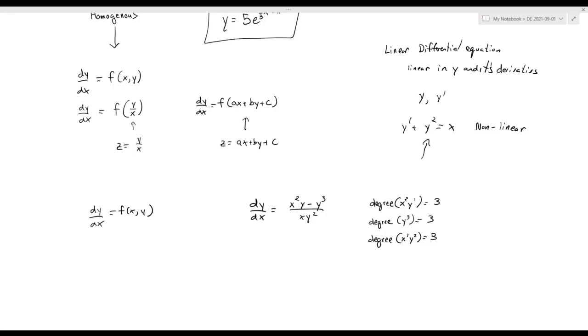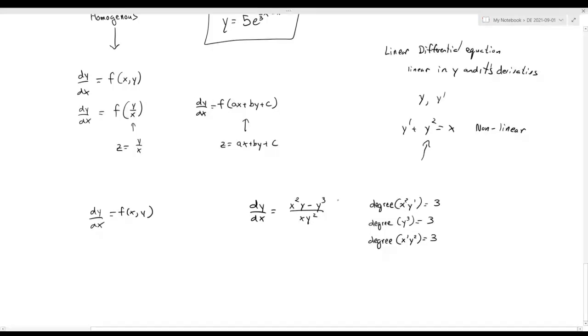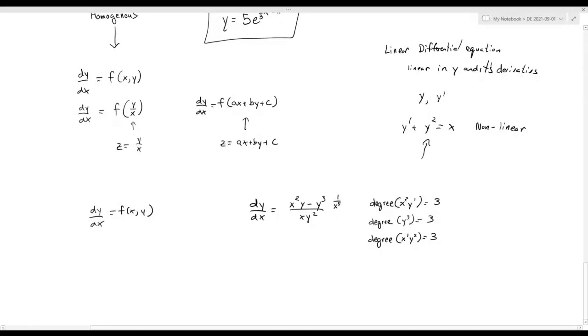So do you have any idea how we can do that? Would you try separating it into x squared times y over xy squared, and then minus y cubed over xy squared? That would work. That would work. I just divide top and bottom by x to the common degree, right? So divide top and bottom by x cubed. But what you're saying would work perfectly fine.